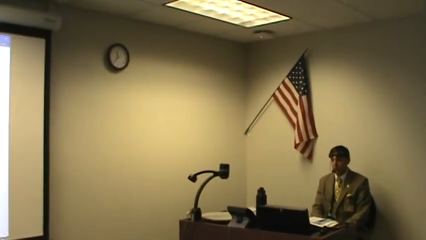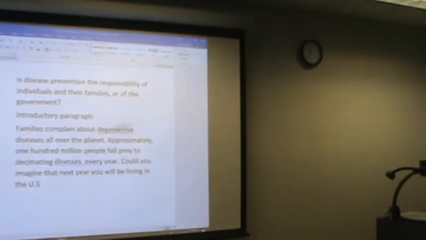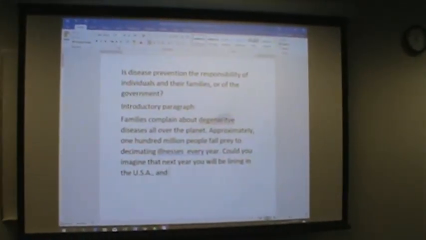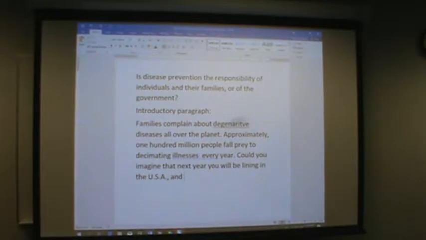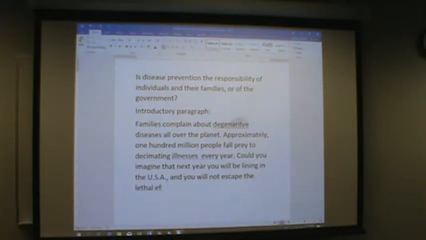Imagine that next year you will be living... escape... I would say the lethal effects of this problem. That is a hook. I'm not going to correct anything. That is an excellent hook.